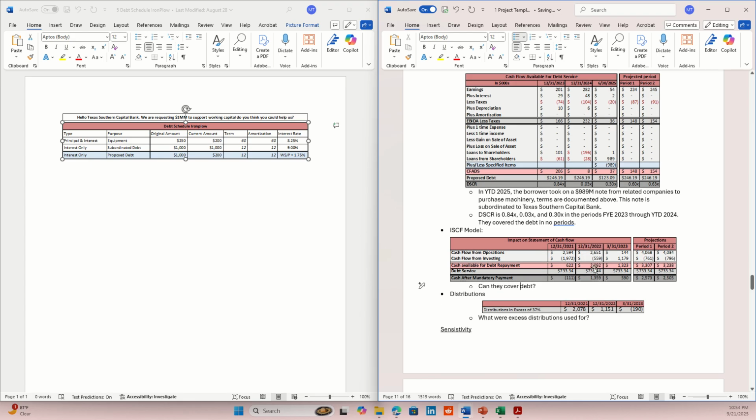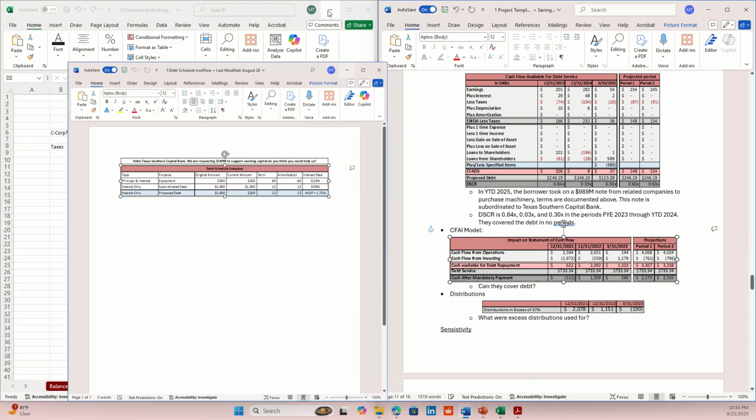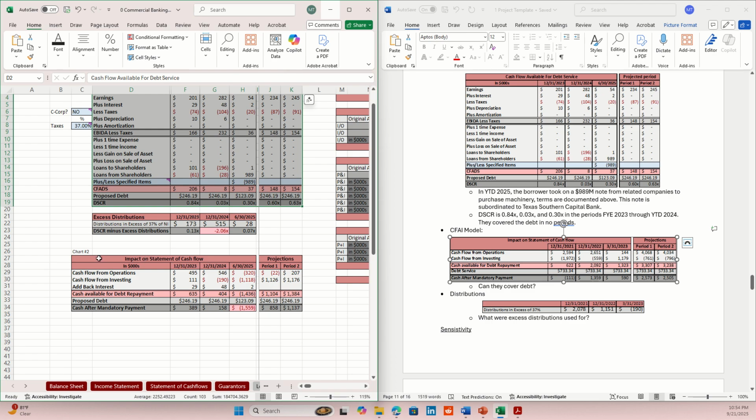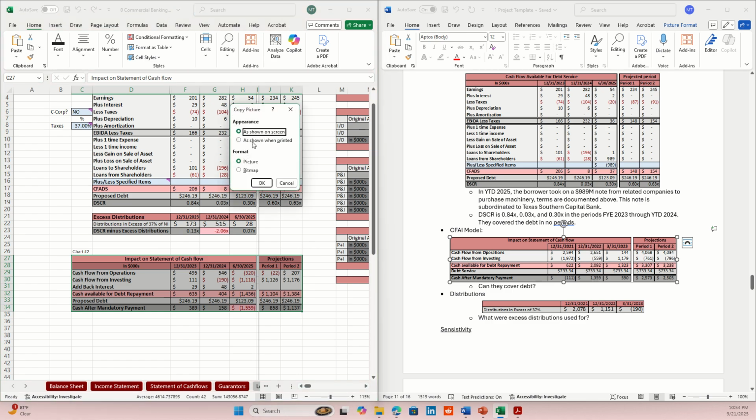So now we have a more realistic version. This is the ISCF model. And you guys, I may have referenced this as the CFAI model, which is the impact on statements of cash flow. So we're going to come over here, right? And we're going to grab this from right here. Impact on statement of cash flows. Copy as a picture. Okay.